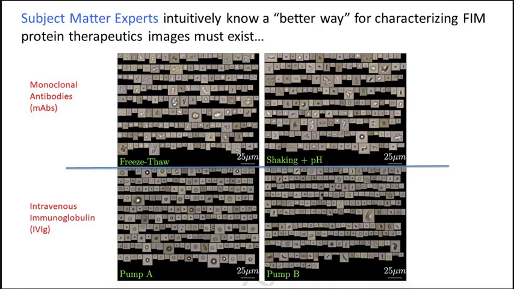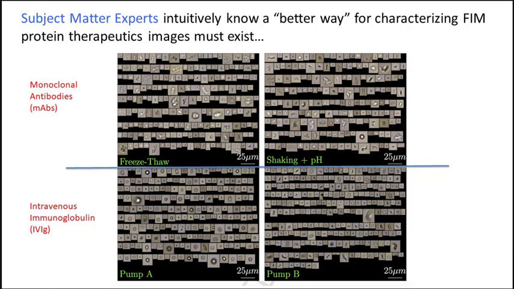So as I said, subject matter experts know that there's a better way of characterizing proteins, but the differences in these images are very subtle. So shown here is a collection of MABs on the top row that experienced two different stress histories. One was freeze-thawed, and on the right, one was mechanically agitated with a viral clearance step. And if you look at these, just at quick glance, they don't look all that different.